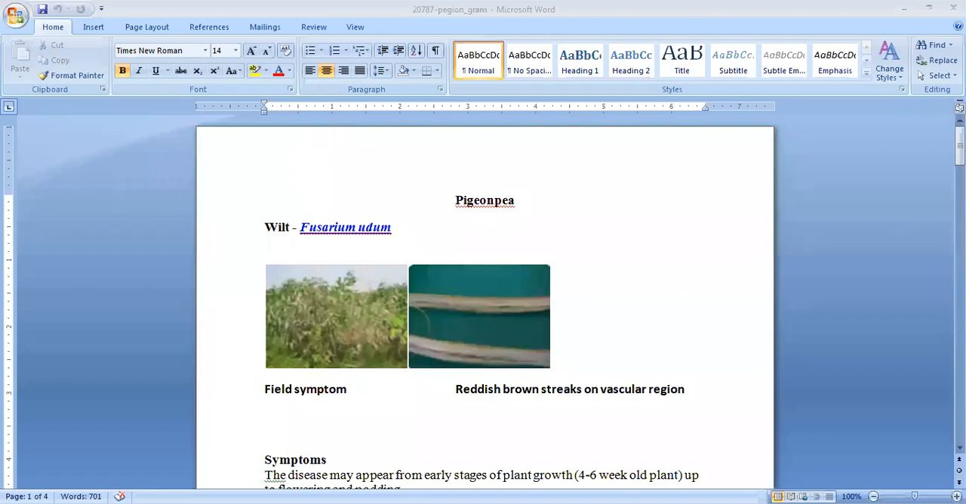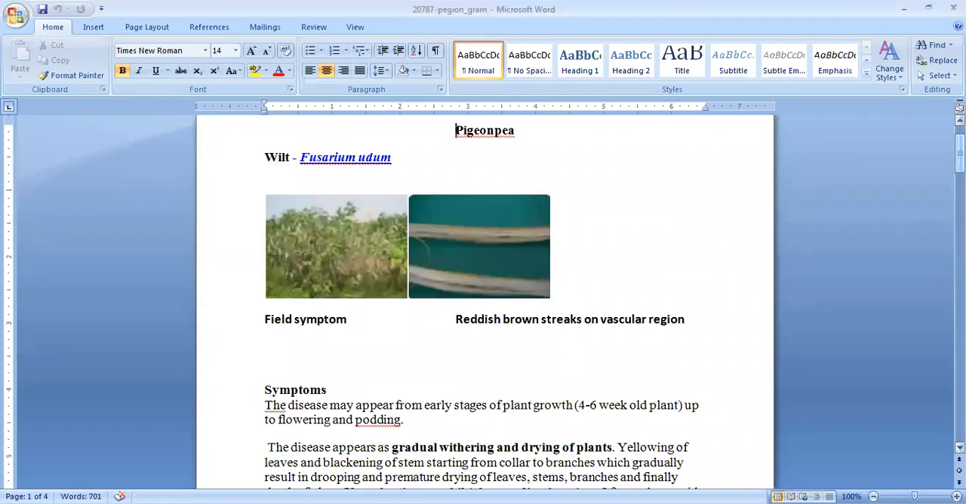I am Dr. Devi Trivedi, and today I am going to present a lecture on diseases of pigeonpea. Now, the first disease which we are going to study is wilt of pigeonpea, caused by Fusarium udum. Now, these are the symptoms.